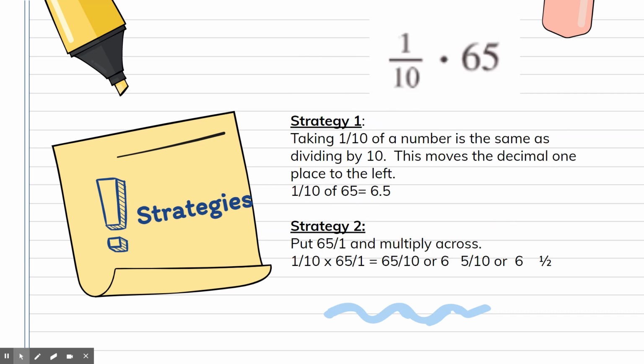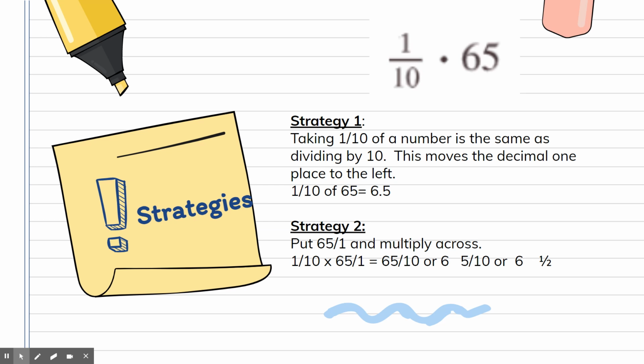1/10 of a number is the same thing as dividing it by 10, and when we take a number and divide it by 10, we move the decimal point one place to the left. So I can think 65 divided by 10, when I move that decimal one place to the left, is 6.5. I can also take that 65, and because it's a whole number, put it over 1 and multiply straight across. So 1 times 65 is 65, 10 times 1 is 10, and that's going to become 65 tenths.